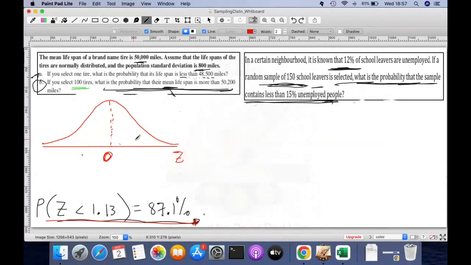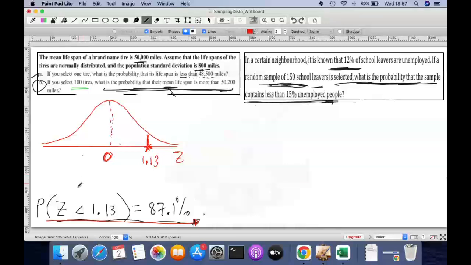Remember it's centered at 0. So 1.13 is a positive value, so it will be on the right of 0. And it's somewhere around here. It doesn't have to be accurate. You just need to know, is it on the right or on the left of 0? And it would be on the right. So on this point here, where it cuts the Z axis, that's your 1.13 mark.